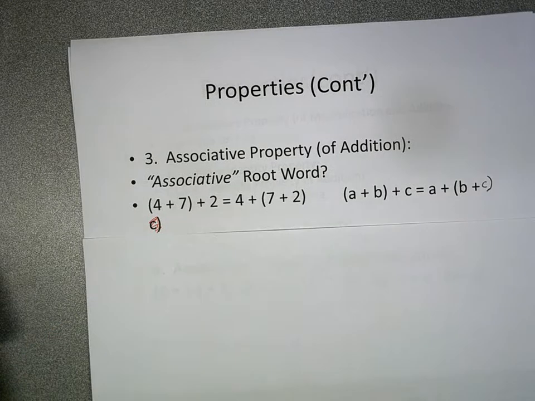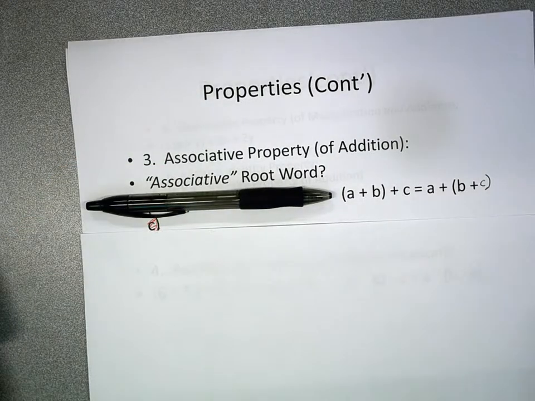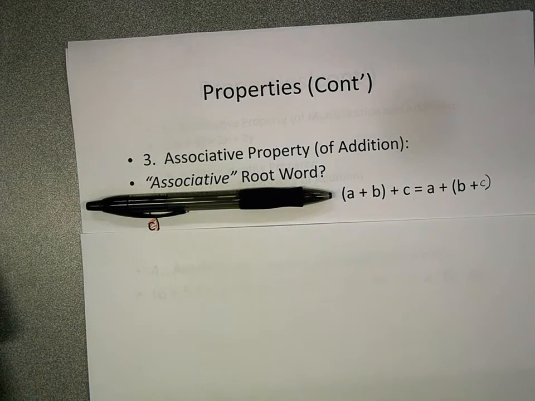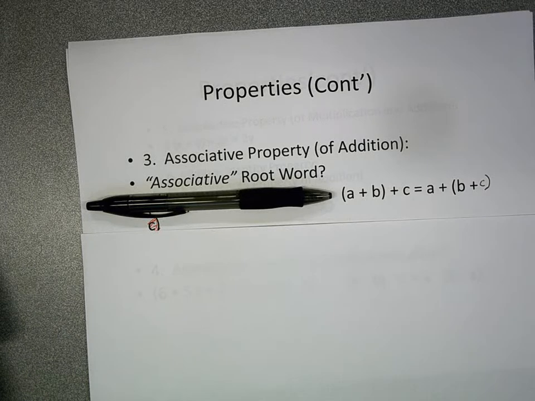Okay? This is the algebraic form. So A plus B plus C equals A plus B plus C. And on that one, the parentheses are around the A and the B on the left side, and on the right side, it's around the B and the C. Meaning you could add the B with the A, or you could add the B with the C first. It doesn't matter.